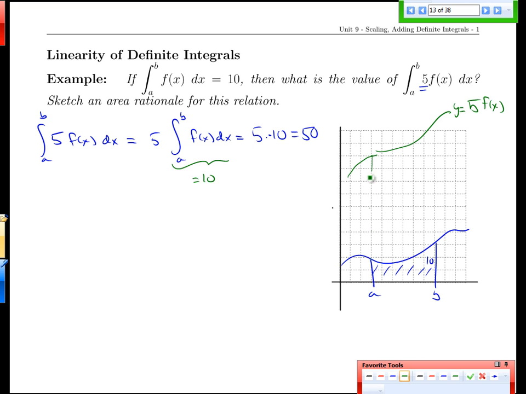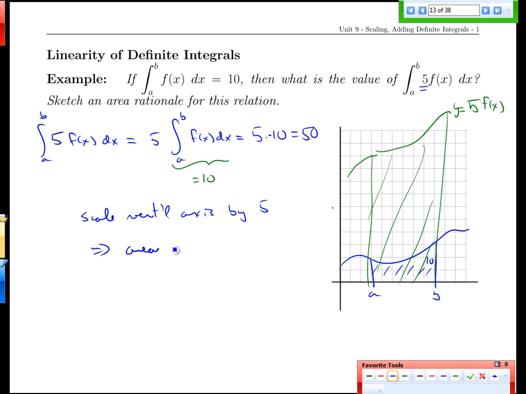The interval is exactly the same. The interval of integration is a to b again. And now we're talking about this region here. Well, if we scale the vertical axis by 5, we expect the resulting area to be scaled by 5 as well. The x interval is the same, but we've magnified everything in the other direction. That's going to produce a growth by a factor of 5.